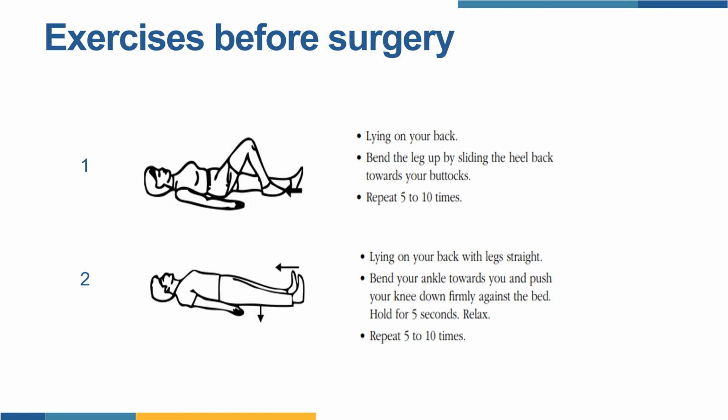Exercise 1. Lying on your back, bend the leg up by sliding the heel back towards your buttocks. Repeat 5 to 10 times. Exercise 2. Lying on your back with your legs straight, bend your ankle towards you and push your knee down firmly against the bed. Hold for 5 seconds. Repeat 5 to 10 times.